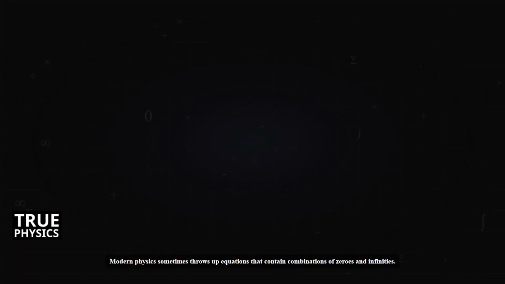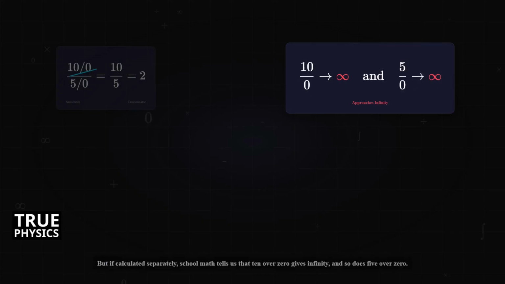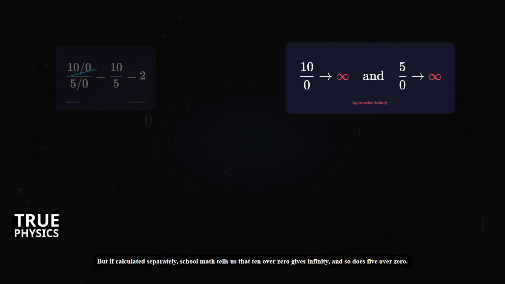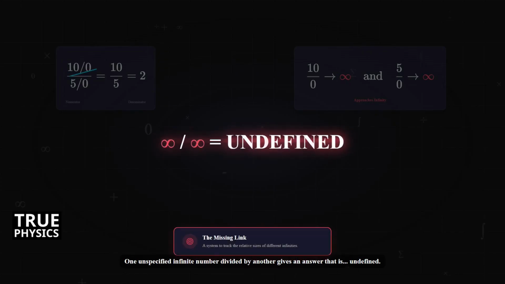Modern physics sometimes throws up equations that contain combinations of zeros and infinities. If calculated in a single stage, the zeros can cancel out. 10 over 0 divided by 5 over 0 is just 2. But if calculated separately, school math tells us that 10 over 0 gives infinity, and so does 5 over 0. One unspecified infinite number divided by another gives us an answer that is undefined. We need a simple way to keep track of how big or small these infinities really are.